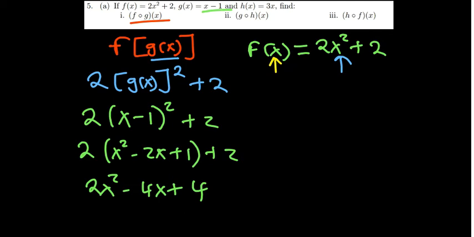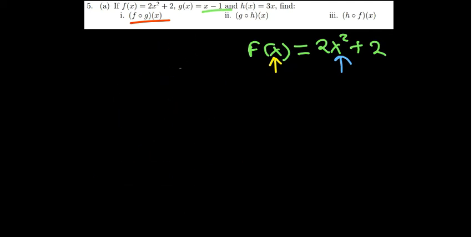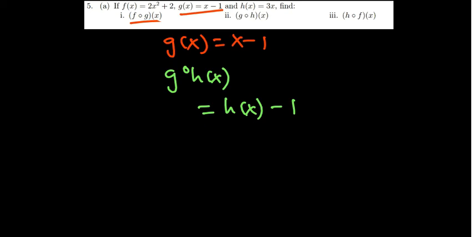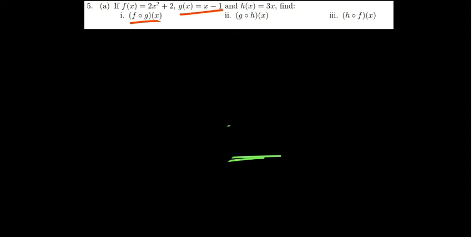And then if we go to the next one, which is saying g of h of x. In such a case, you are considering g of x. Now g of x is equal to x minus 1. So what it means if you say g of h of x, it means now in the function of g, where there is x, you put what? You put h of x minus 1. Now h of x is 3x, so you have 3x minus 1. That's your answer.